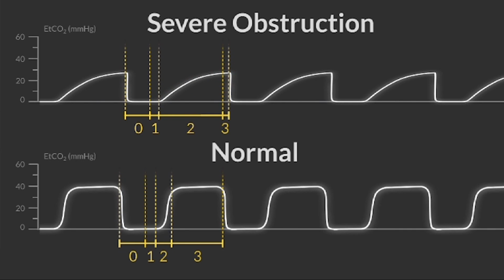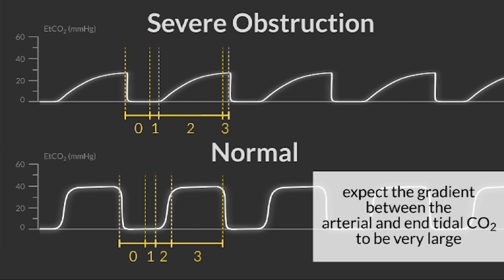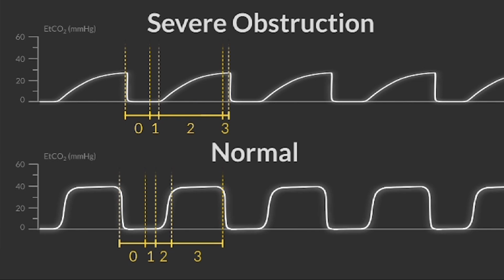If you note this on your child, you should expect the gradient between the arterial and the end tidal CO2 to be very large. In this case, it would be important to note this gradient in trying to use the end tidal CO2 as a surrogate for arterial CO2 monitoring. I've seen children in the ICU with gradients anywhere from 10 millimeters mercury up to 40 or 50 millimeters mercury.